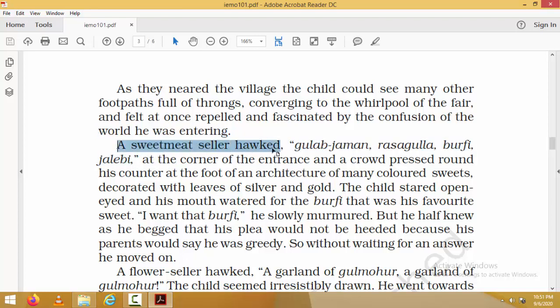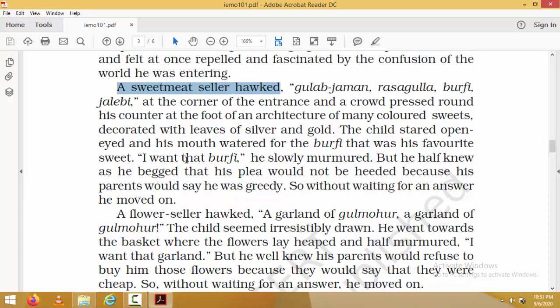A sweetmeat seller hawked, the first experience in the fair. See here, it is a very important point. A sweetmeat seller hawked gulab jamun, rasgulla, burfi, jalebi at the corner of the entrance, and a crowd pressed round his counter at the foot of an architecture of many colored sweets decorated with the leaves of silver and gold.